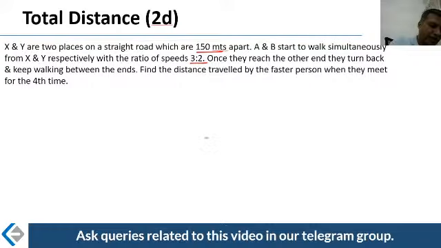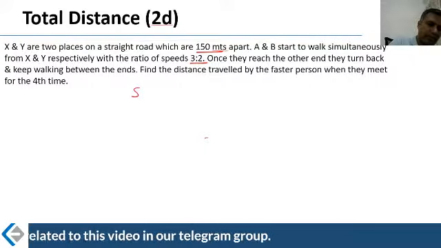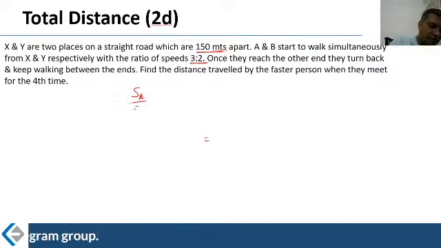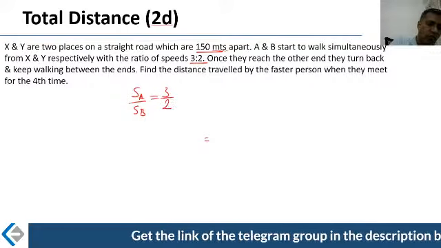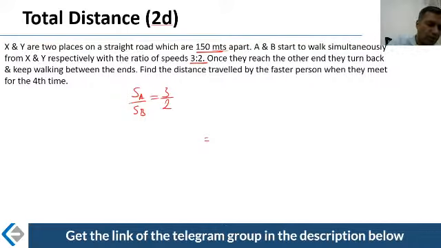3 by 2. X and Y are two places away, A and B. Speed of the faster person, speed of the slower person. So what is that? 3 by 2. Is 3 by 2 lying between 1 and 2? Of course, yes, it's 1.5. The ratio of the speeds is 1.5. Therefore, the condition is fine. When they meet for the fourth time, right?